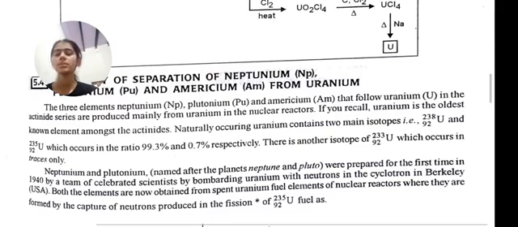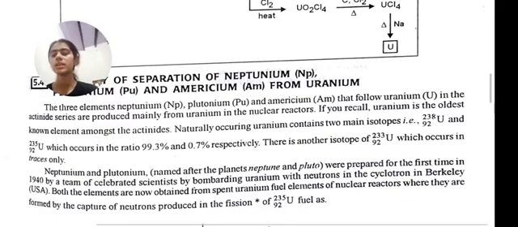Naturally occurring uranium contains two main isotopes, 238U92 and 235U92, which occur in the ratio 99.3% and 0.7% respectively. There is another isotope, 233U92, which occurs in traces only. Neptunium and plutonium were prepared for the first time in 1940 by a team of celebrated scientists by bombarding uranium with neutrons in the cyclotron in Berkeley, USA.